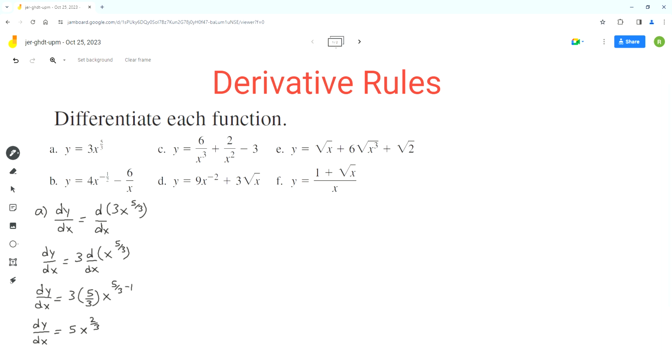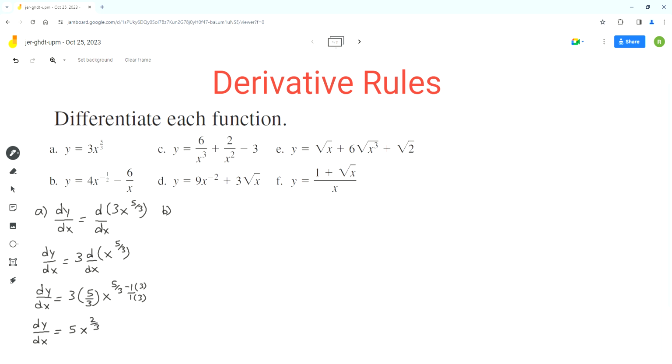So 5 over 3 minus 1, we can subtract them by finding a common denominator. The denominator of 1 is 1, so we'll multiply the numerator and the denominator by 3. So we get 5 over 3 minus 3 over 3, which is equal to 2 over 3. So this should be the final answer for the derivative of part A. Now we can do part B.